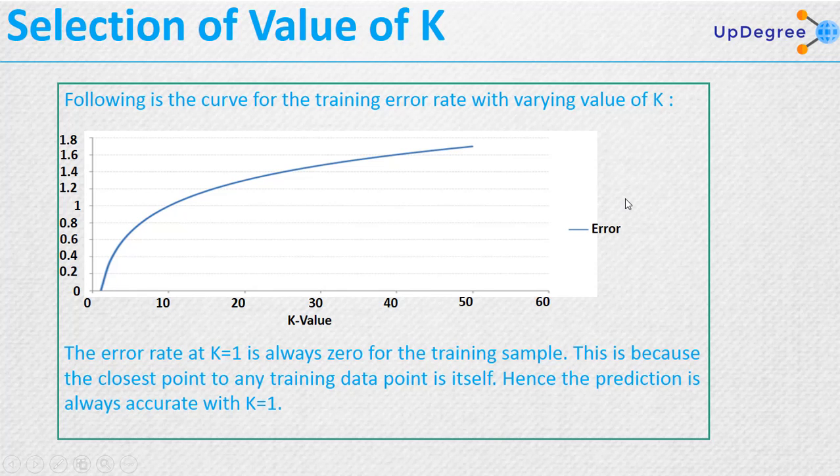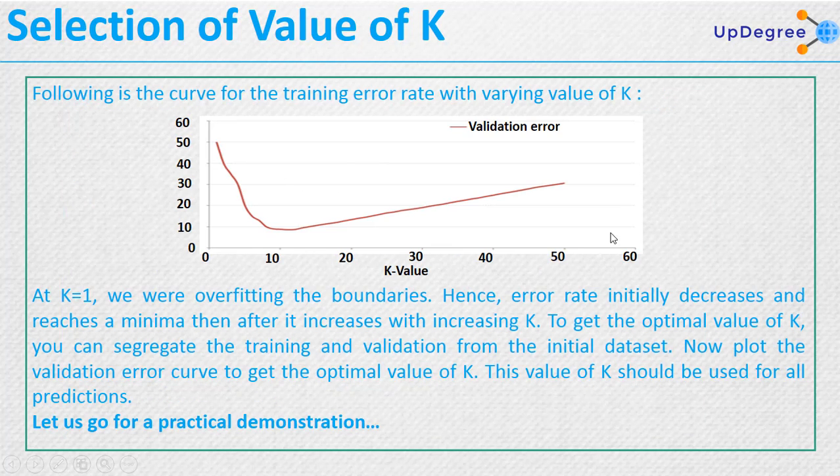Now let us go to another graph for better understanding. The following is the curve for the error rate with varying value of k. At k equal to 1, we are overfitting the boundaries, and the validation error is highest in that case. Because of the overfitting, the model may work well on the training data set but will have very poor performance on the test data set. Hence the error rate initially decreases and reaches a minimum, and thereafter it increases with the increasing value of k.